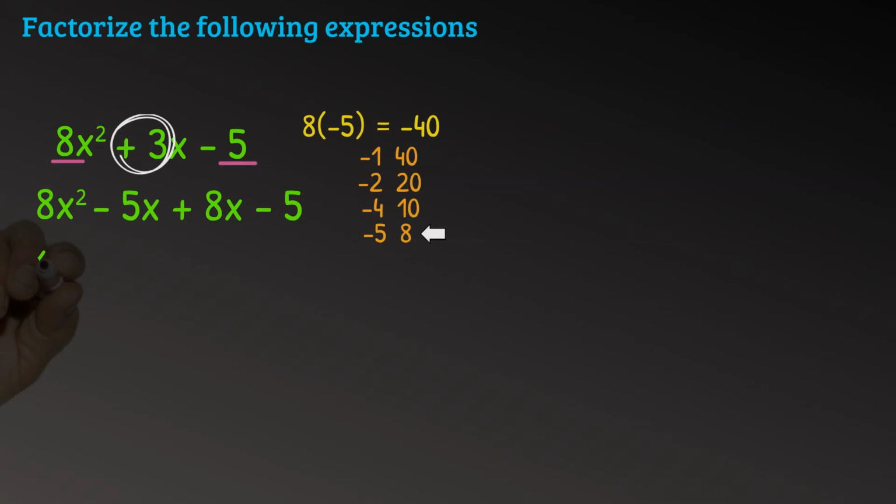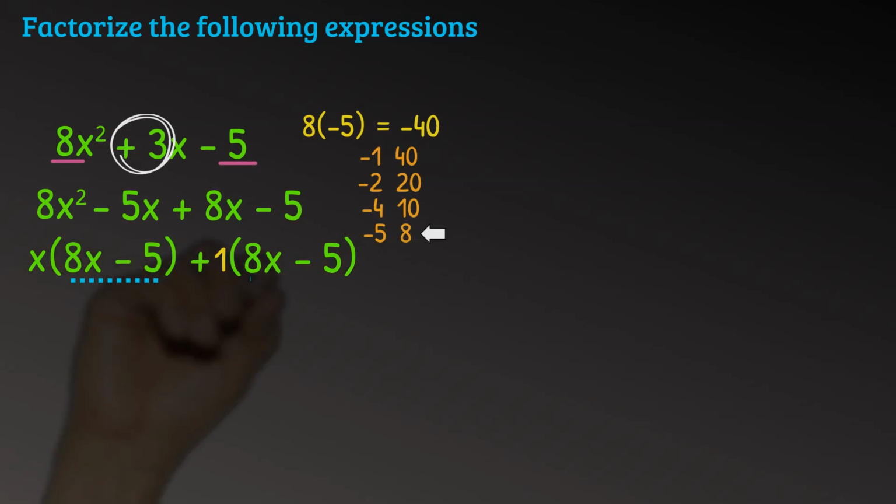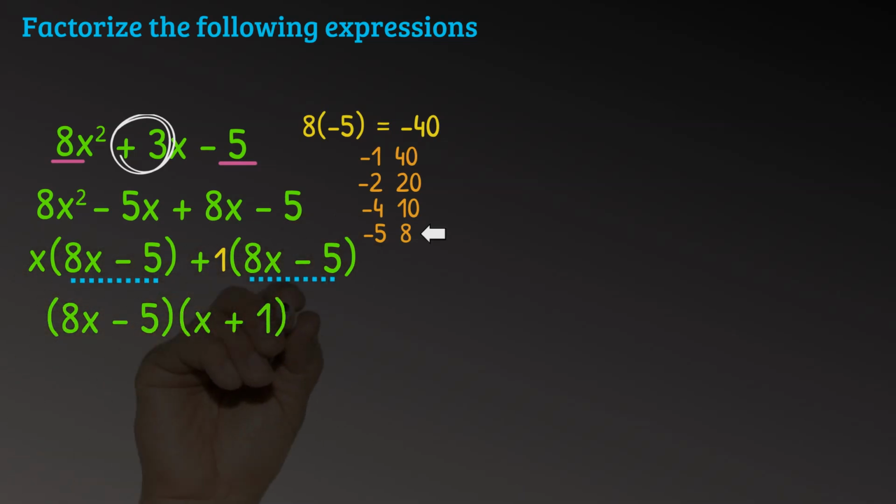Then for the first two terms, we can take an x outside the bracket, the greatest common factor, and times it by 8x minus 5. Then for the second two terms, there'll be an invisible 1 outside the bracket, also multiplied by 8x minus 5. So the solution will have 8x minus 5 multiplied by x plus 1.